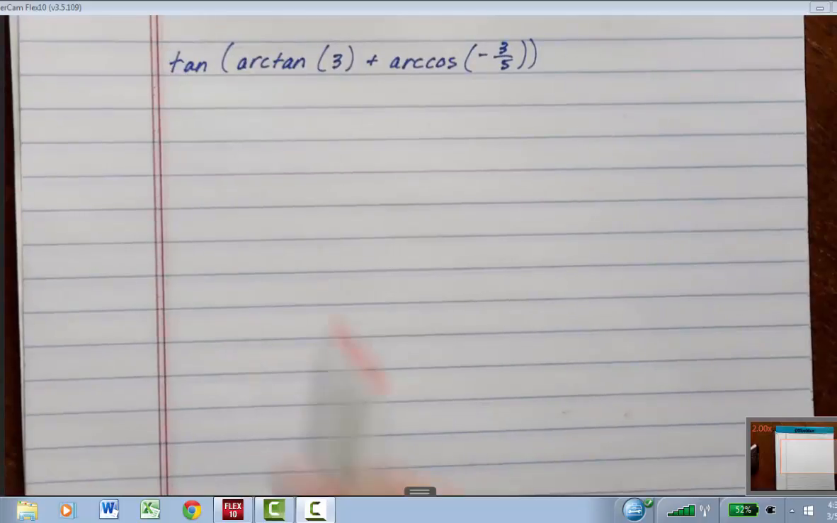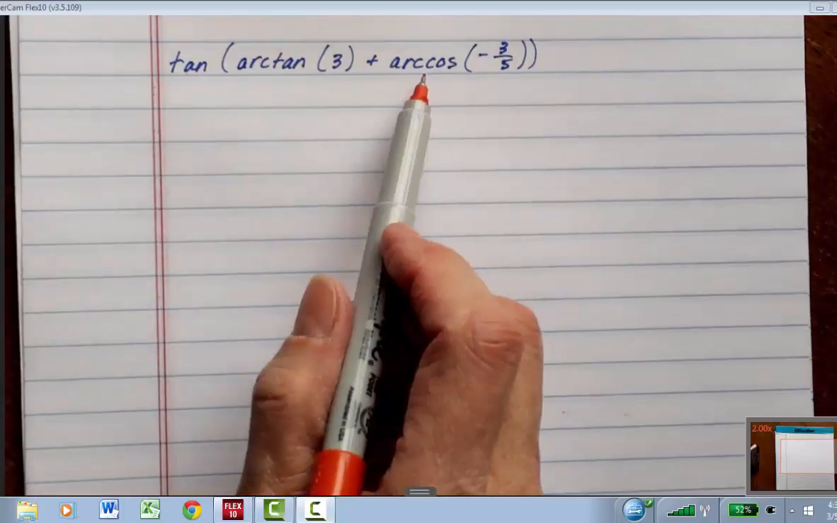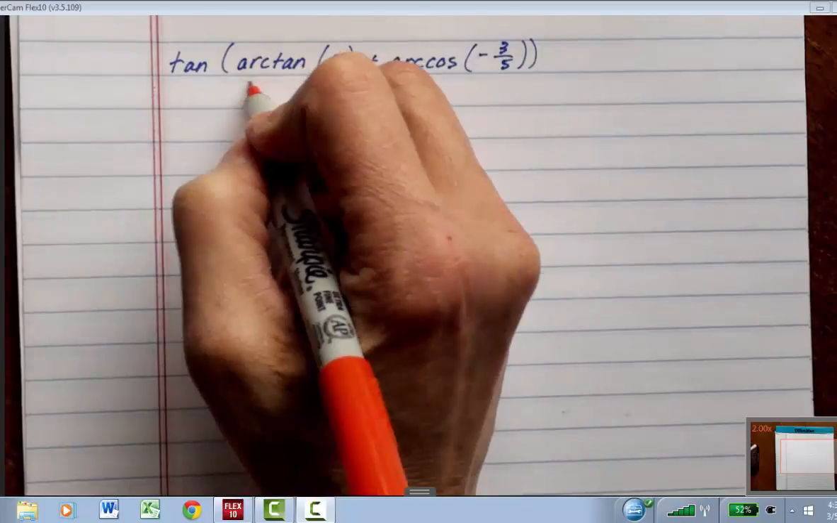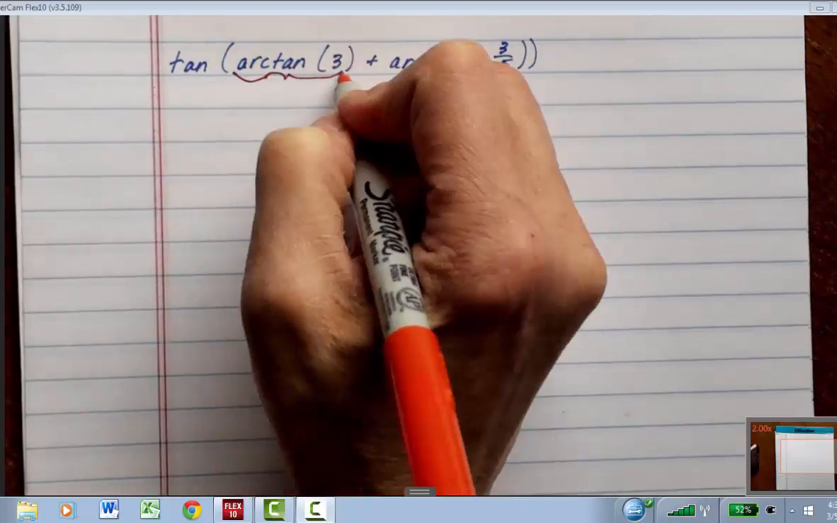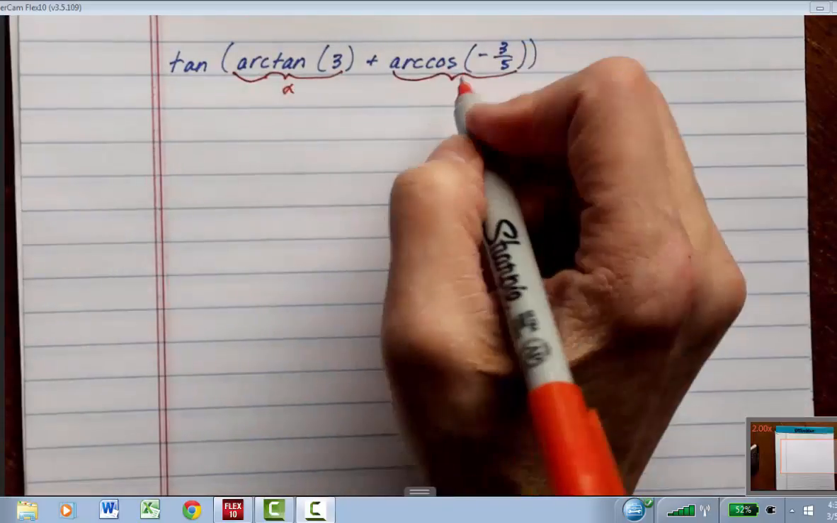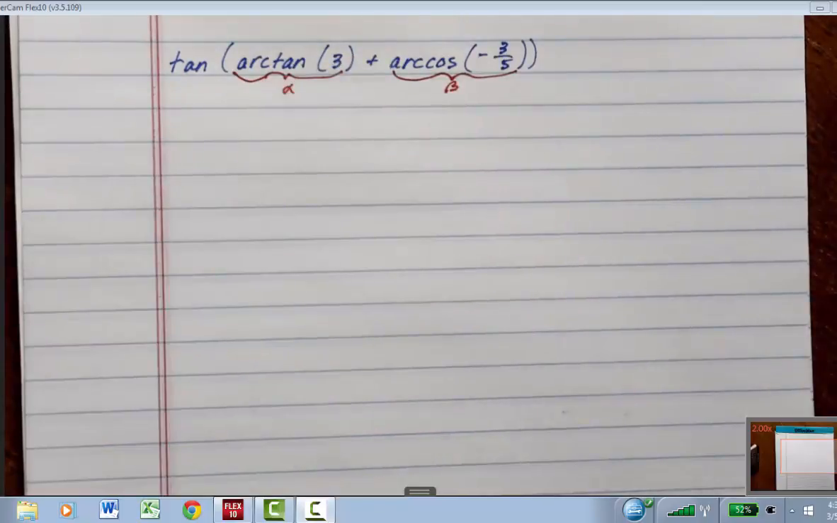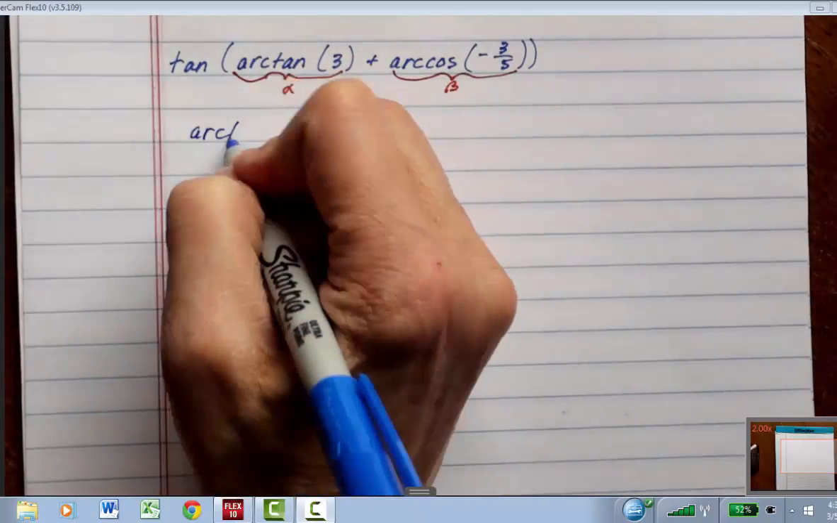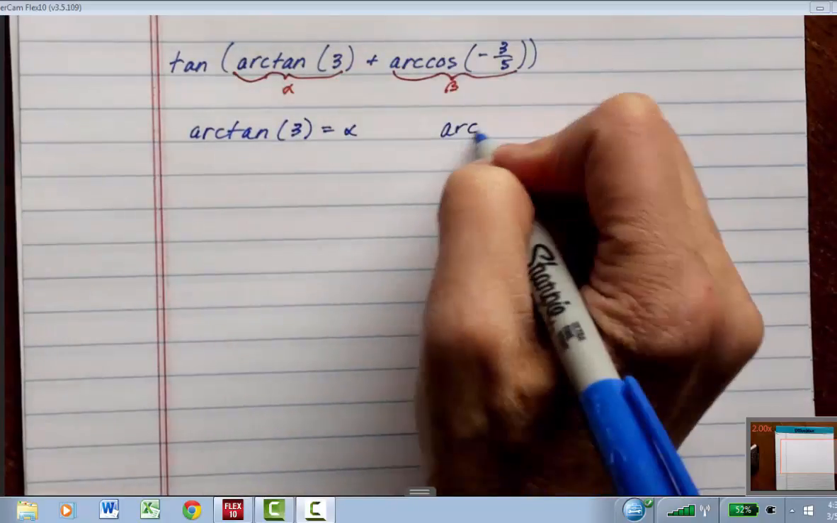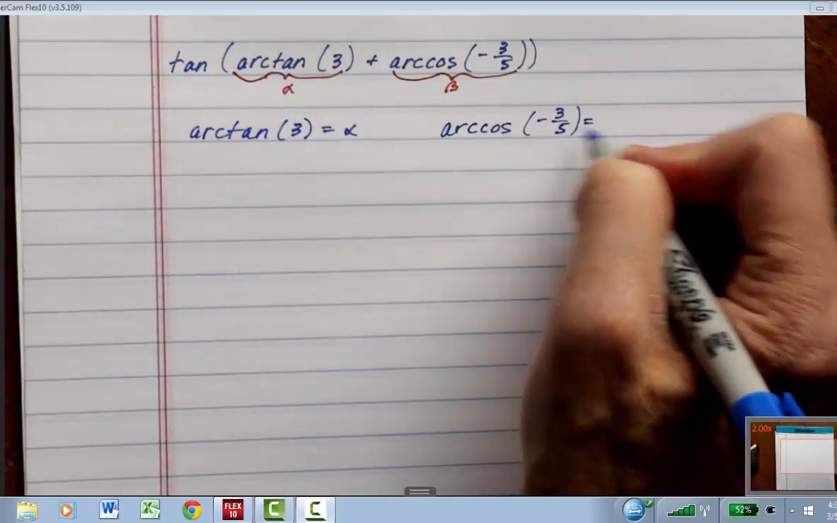So we have a problem here where we're taking the tangent of the arctangent of 3 plus the arccosine of negative 3/5. What we're going to do is set the arctangent of 3 equal to alpha, and the arccosine of negative 3/5 equal to beta.